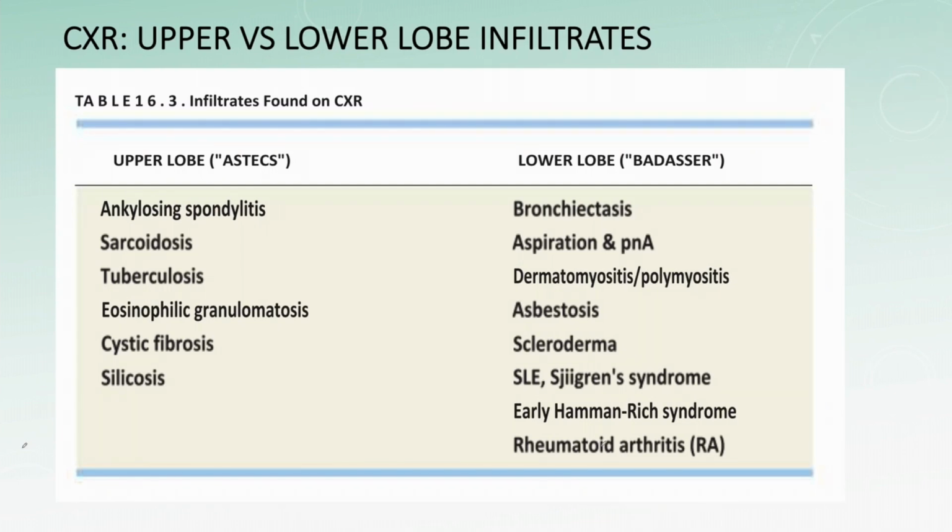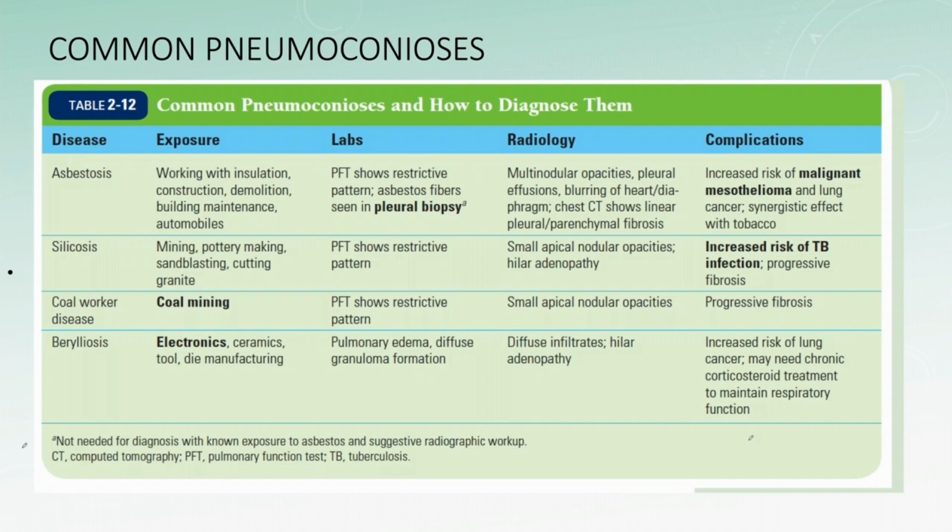All right, so another at a glance look, there are some mnemonics for you to help remember. There's Aztecs and Badasser for lower lobe, and you can see which are the players in each category. Okay.